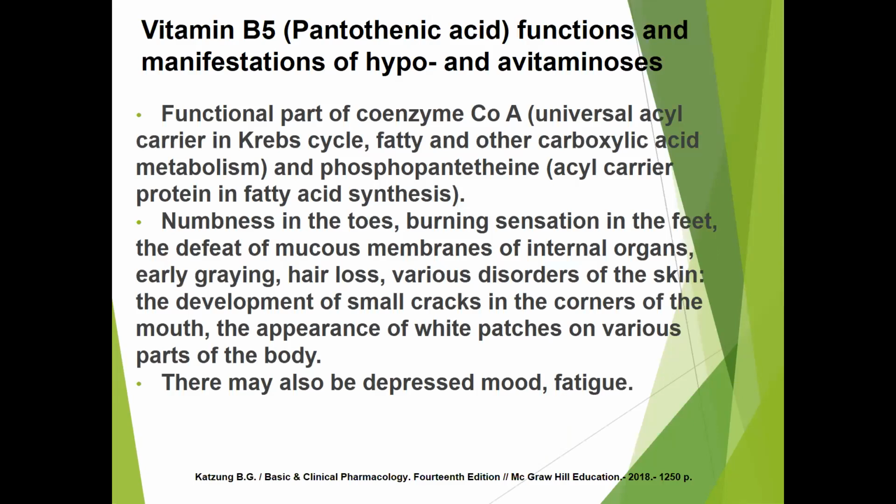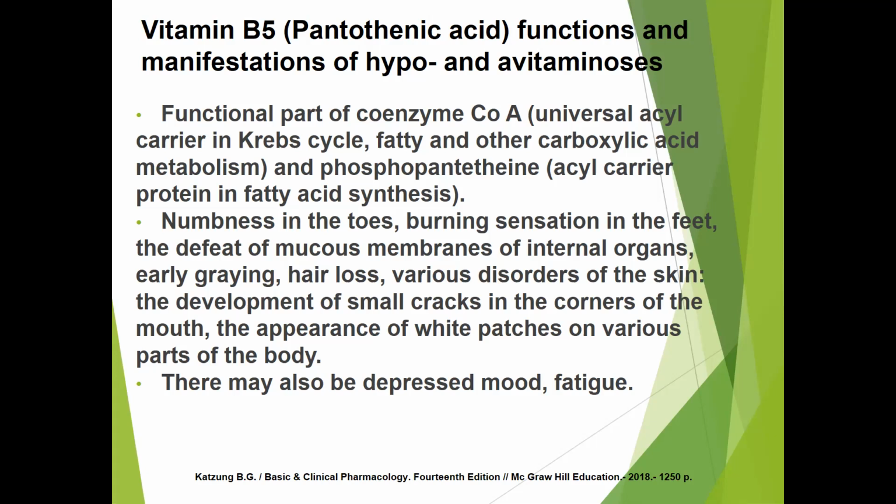Vitamin B5, pantothenic acid, is a functional part of coenzyme A, the universal acyl carrier in the Krebs cycle, when the organism utilizes glucose, and from 1 molecule of glucose the Krebs cycle produces 38 molecules of ATP, and other carboxylic acid metabolism, and phosphopantetheine acyl carrier proteins in fatty acid synthesis.